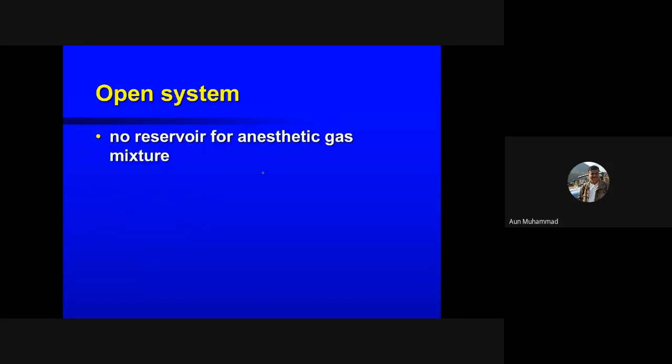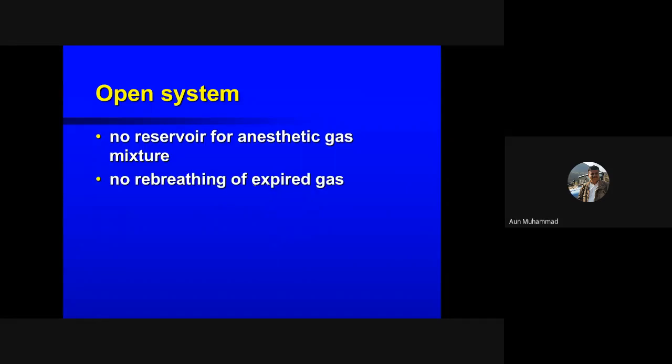First is the open breathing system. As the name shows, the open breathing system has no reservoir. As we have seen in our anesthesia machine, we have a reservoir or rebreathing bag, and that is the bag in which the excess quantity of oxygen or gas is retained. So in the open system, you cannot find any reservoir bag or reservoir gas mixture, and there is no rebreathing of the expired gas.